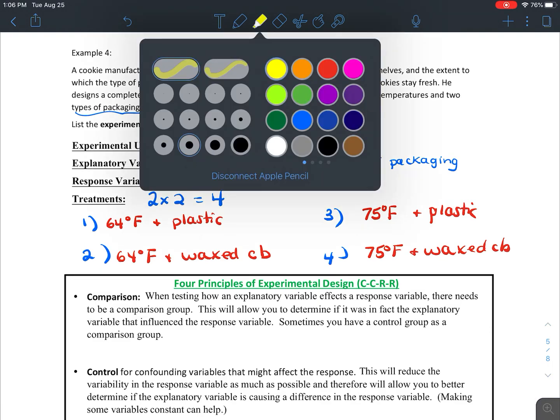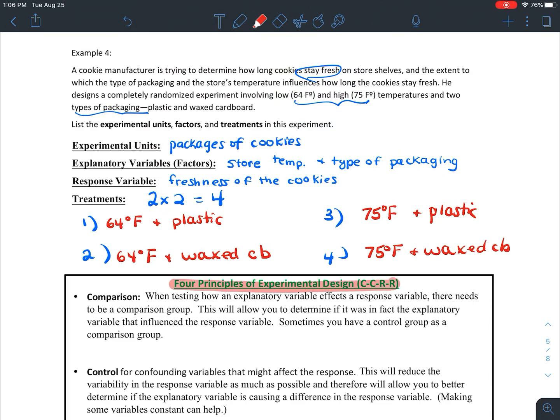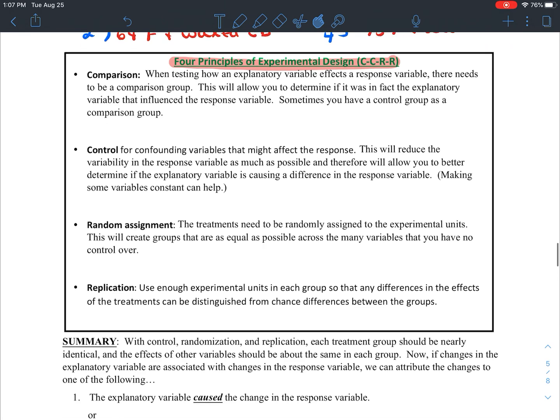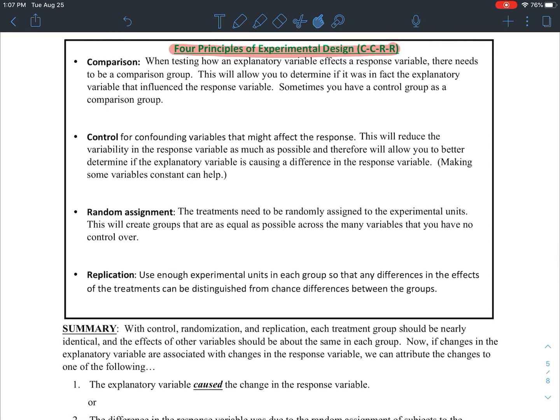All right. So this next box here has what are called 4 principles of experimental design. I know we've been talking about a lot of vocabulary here, but these are 4 things that if you're going to make a good experiment, you want all 4 of these components to be in your experiment. And a lot of times in stats, we try to come up with acronyms to help us remember these things. This is CCRR, okay, CCRR.